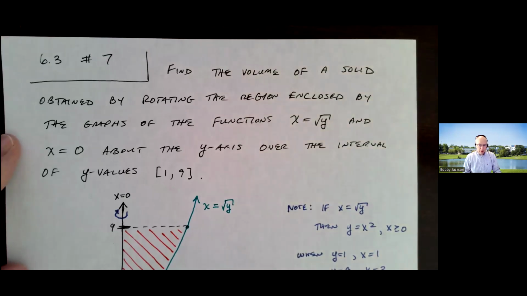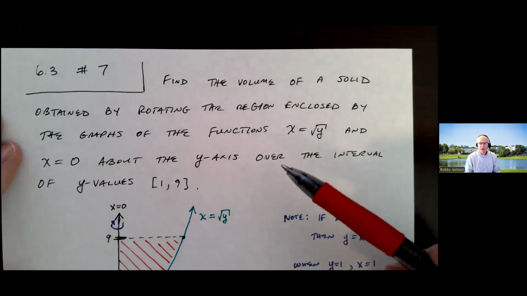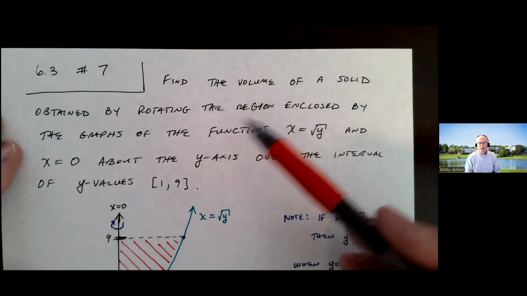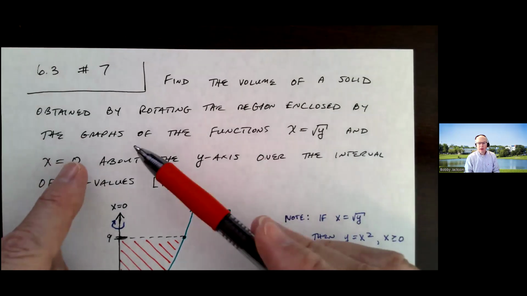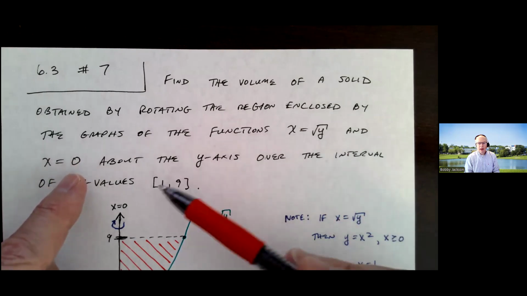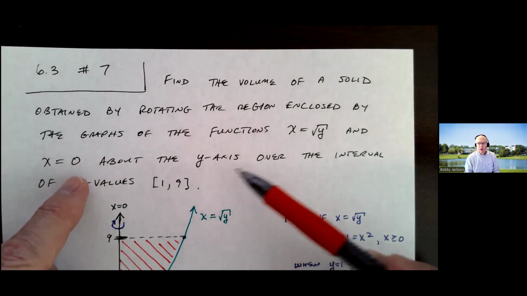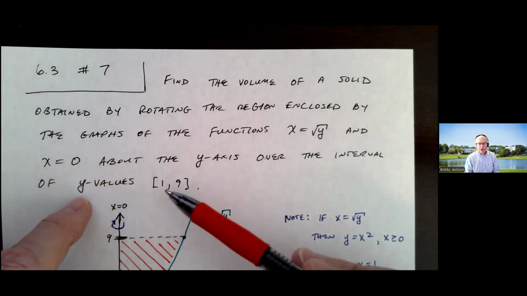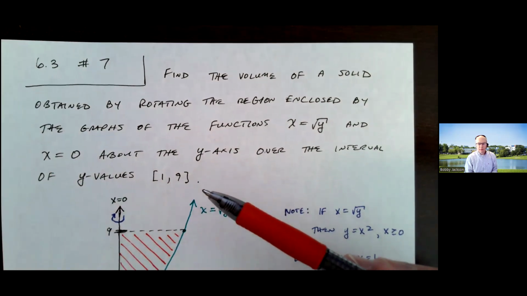Let's take a look at number 7 here. It's actually a pretty quick one when we get it set up as far as the integration goes. We're going to find the volume of the solid obtained by rotating the region enclosed by the graphs of functions x equals the square root of y and x equals 0 about the y-axis over the interval of y values from 1 to 9. Okay, so we do need to interpret this a little bit to get it set up.